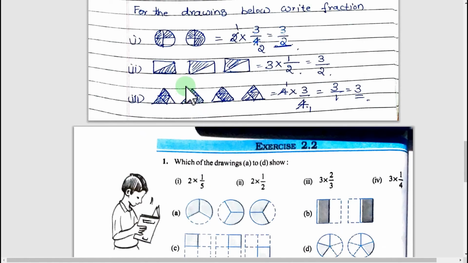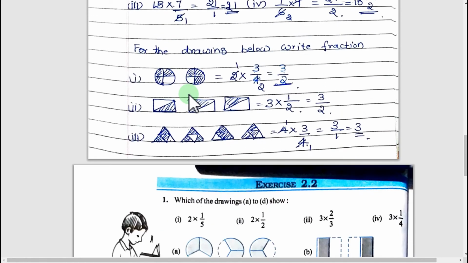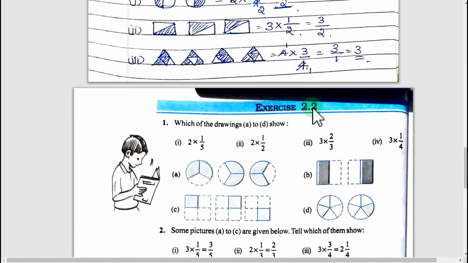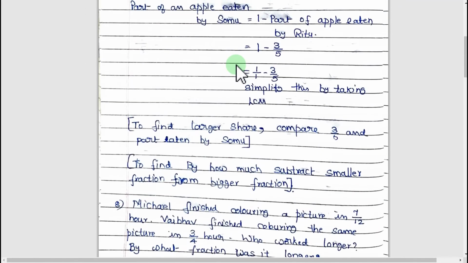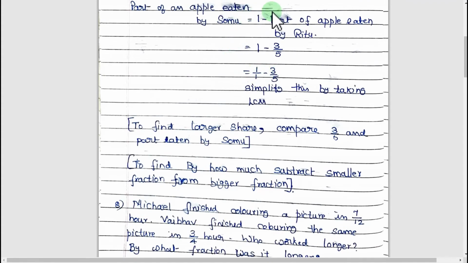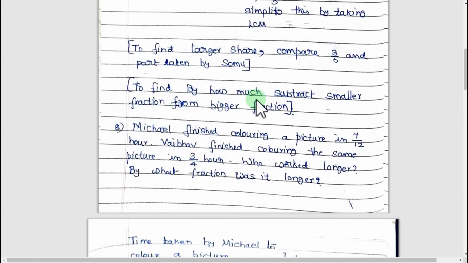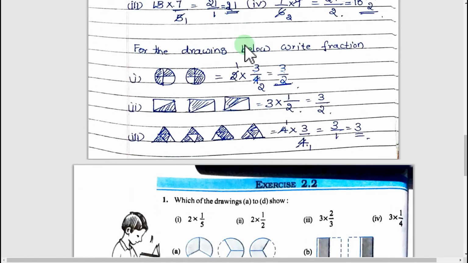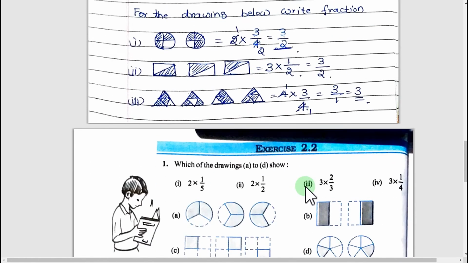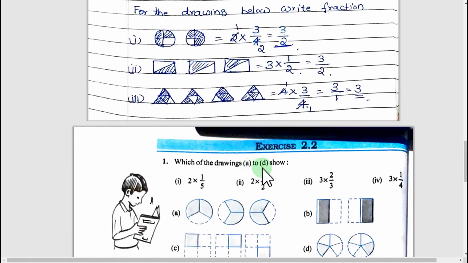Now see, these are the example sums I have explained. Similar sums are there in the exercise. Exercise 2.2. First of all, you have to complete the solution here. Partially I have completed. You have to complete the solution, and after that you do this homework by referring to the example sums I have explained here. Exercise 2.2. Which of the drawings A to D show? Here fractions they have given. You have to choose the proper fraction for the given figure.